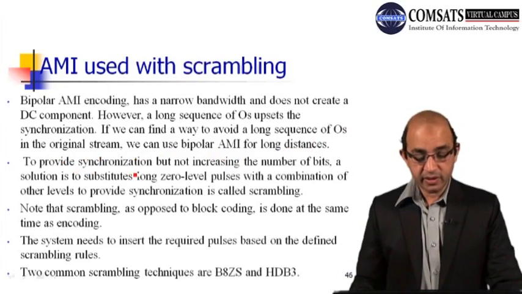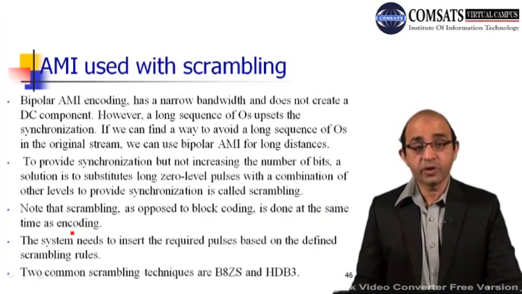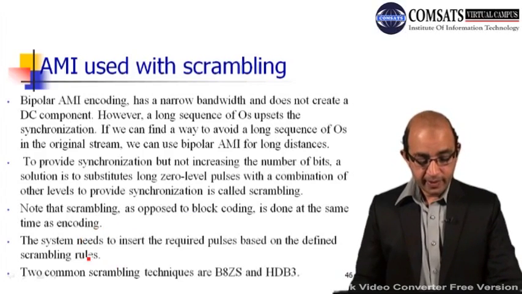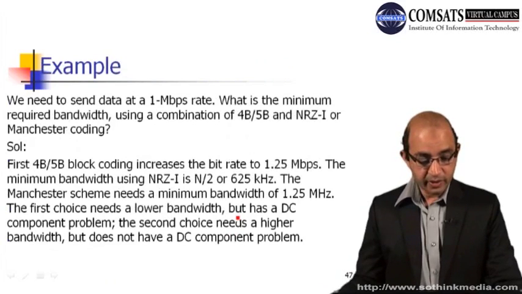So to provide synchronization without increasing the number of bits, the solution is to substitute long zero level pulses with a combination of other levels to provide synchronization, and that is actually scrambling. Block coding is done at the same time, so we have to accommodate scrambling whenever we are encoding, right? So this is the opposite of the block code. So a system needs to insert the required pulses based on the defined scrambling rules, right? So we have to define scrambling rules. So here we have the example.